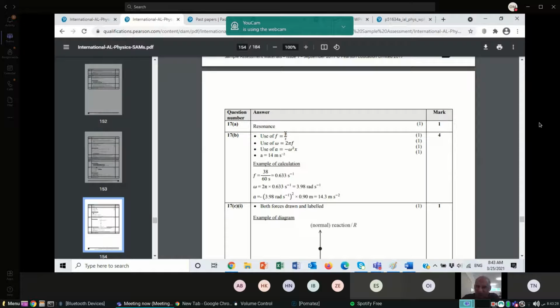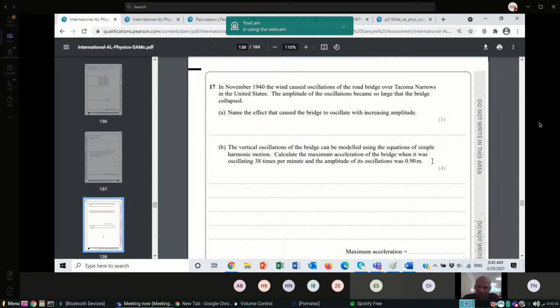Obviously, when the number is given as 38, and time is 60 seconds, it's okay, it's given. This is the time period. Question, sir. Yeah, so this is the question. Whenever it was oscillating 38 times per minute and the amplitude of oscillation is 0.9 meters, you can calculate the maximum acceleration. This is a very simple question.